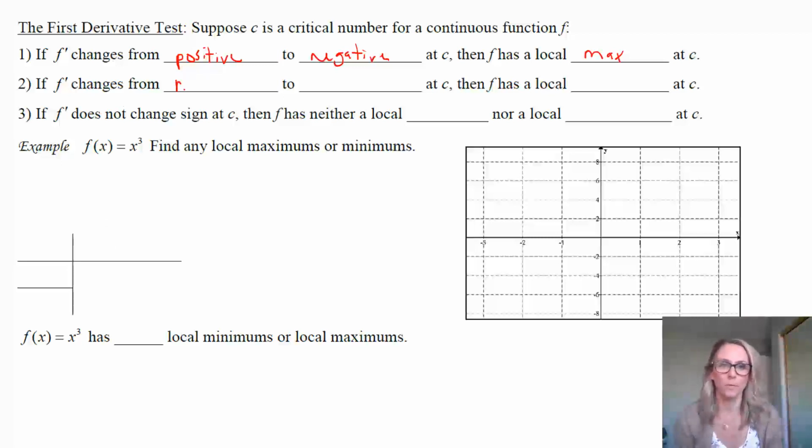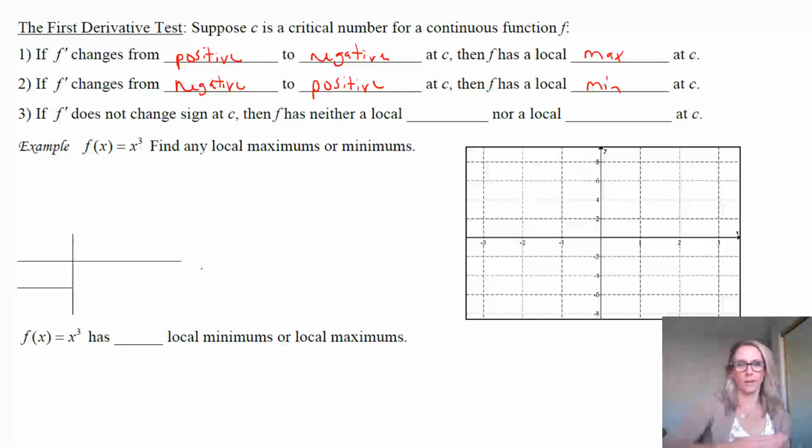And conversely, if it goes from negative to positive at some value, then it has a local min. That's because negative means you're decreasing, and then positive means you're increasing, so you have some little minimum down there. Now, if the derivative does not change sign, so it goes positive to positive or negative to negative, then it has neither a local max nor a local min, and then we just have to pay attention.